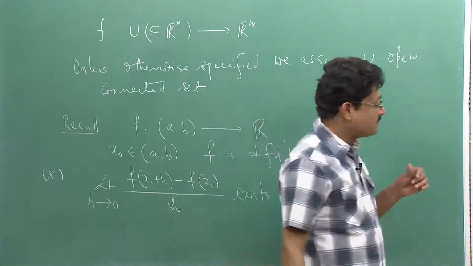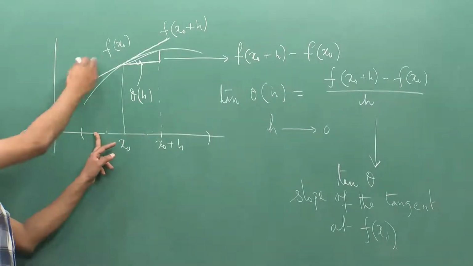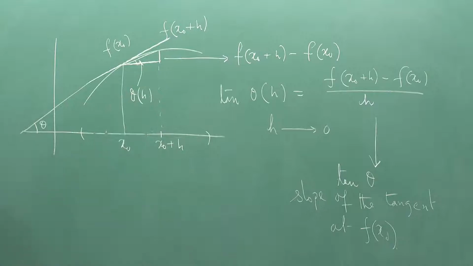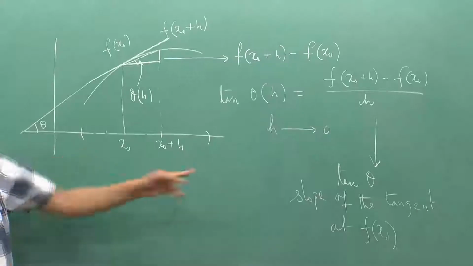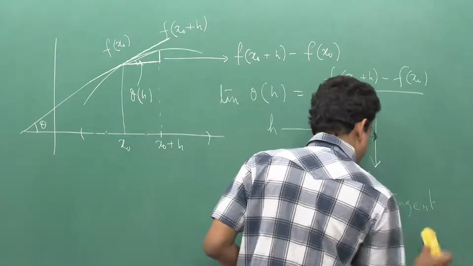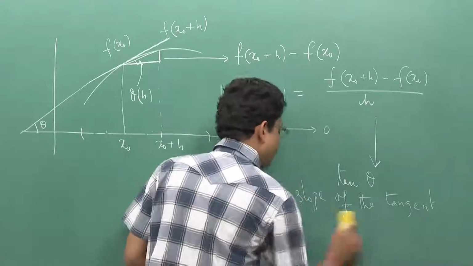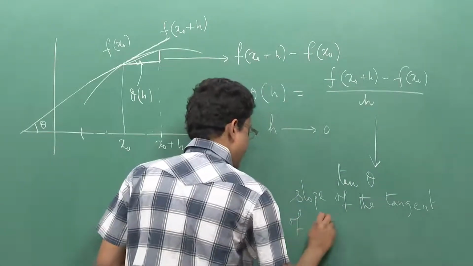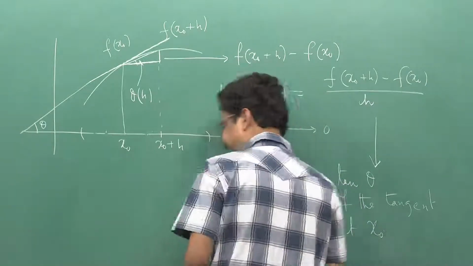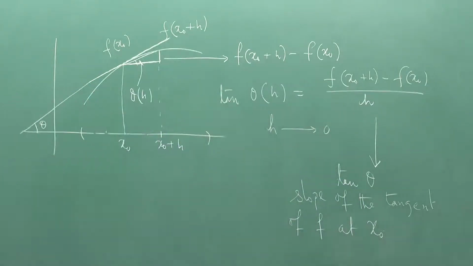If you do it for x naught minus h, similarly you have to approximate this side, and this also demands that both ways it should converge to the slope of the tangent of f at x naught. Yes. Okay. So, simple geometric interpretation of derivative.